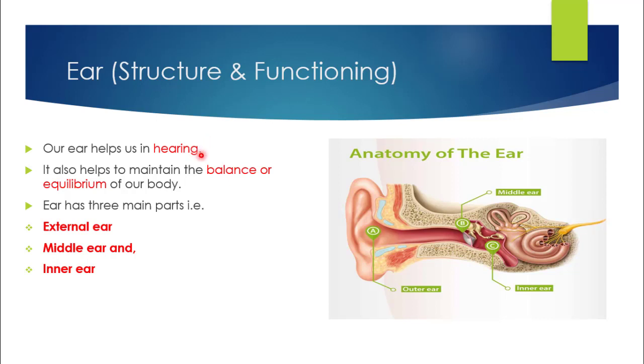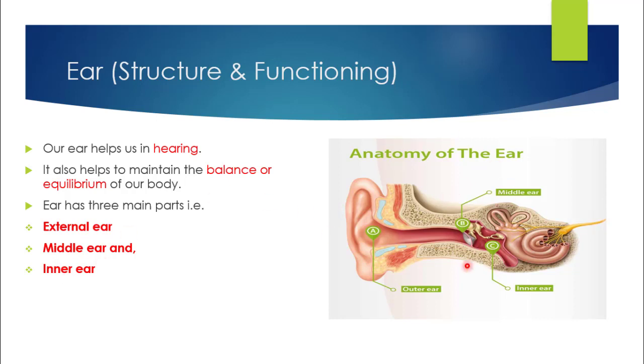The main function of the ear is hearing. It helps us in hearing. It allows us to hear different sounds and voices around us. It also helps to maintain the balance or equilibrium of our body that we are going to discuss in today's lecture. The ear has three main parts, that is external ear, middle ear and inner ear.